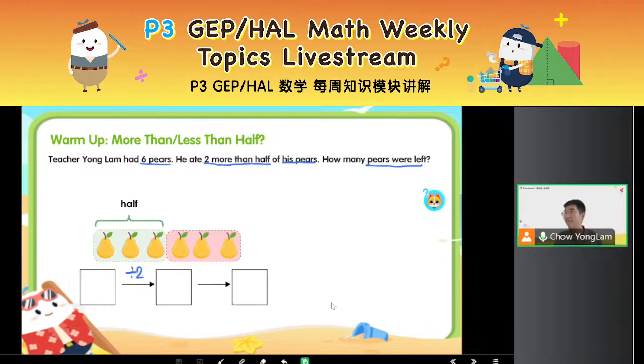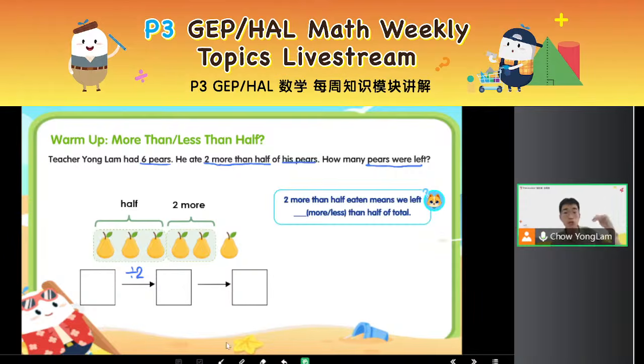But then do I only eat half? No leh, I eat 2 more, right? I'm not enough, I eat 2 more. Now here's the question. When I say I eat 2 more, do I have more than half left or less than half left? Remember, we are looking at the leftover part. Where is the leftover part? The leftover part is here, right? This part, which is 2 less than half, right? I have less than half left. So to show less, it's minus 2, right?